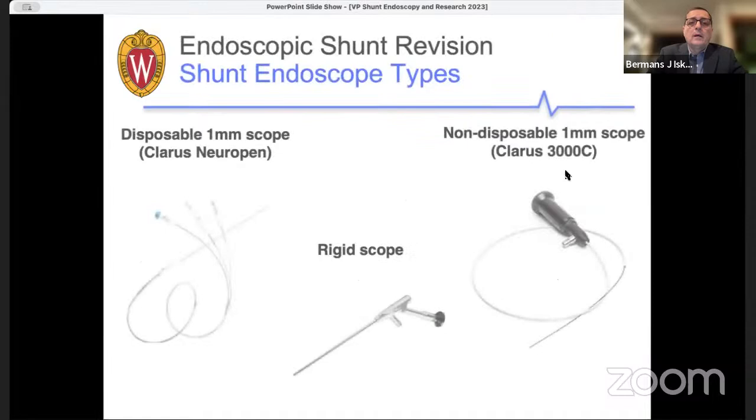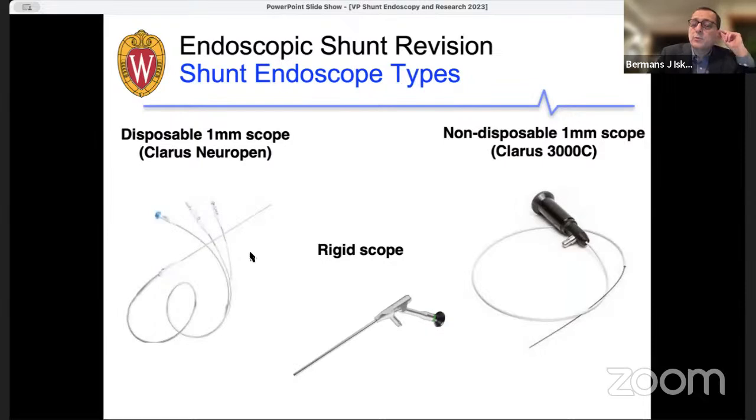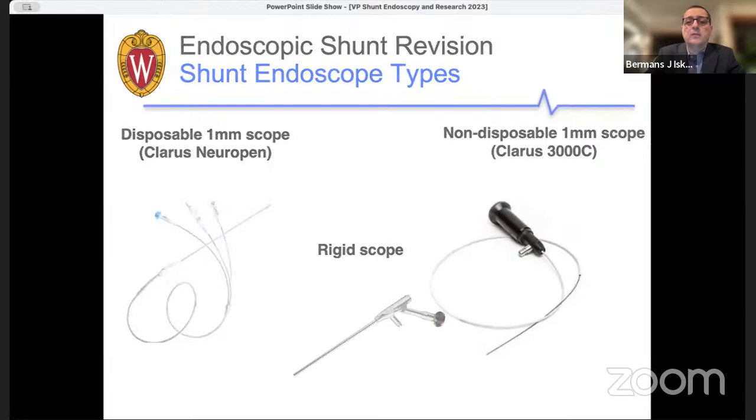So endoscopy can be done with a variety of different endoscopes. This is the NeuroPen on the left. This is a disposable scope that goes inside the shunt catheter. On the right is a non-disposable endoscope that goes inside the shunt catheter. And then, of course, the rigid endoscope, which is what we all are used to doing with the more complex cases. It's higher quality, but it's much bigger. So the illustrations I'm going to show are a combination of these endoscopes.